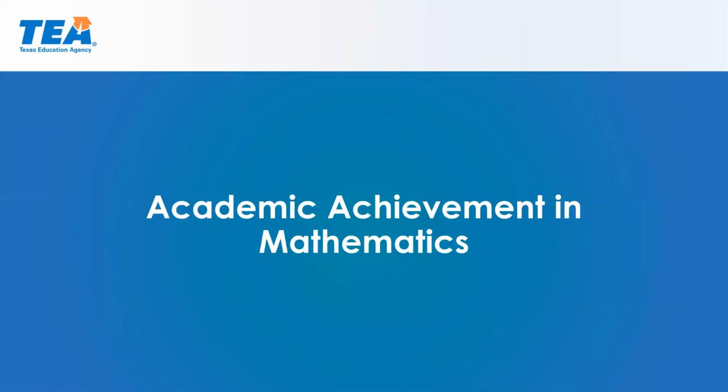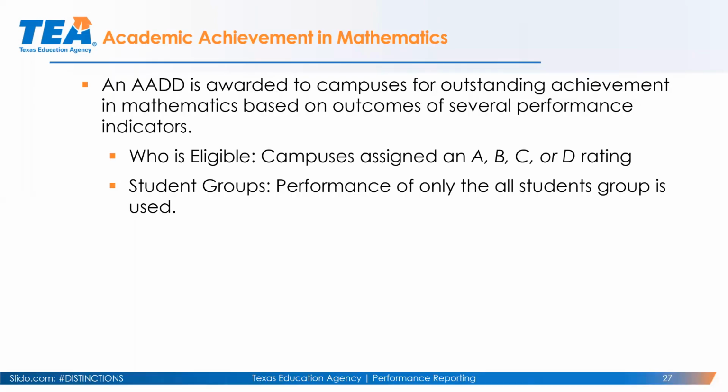Okay, next let's look at the academic achievement in mathematics. The academic achievement distinction designation for mathematics is awarded to campuses for outstanding achievement in math based on the outcomes of several performance indicators. Who is eligible? Again, campuses that are assigned an A, B, C, or D rating are eligible for this distinction. And for our student groups, we're looking at the performance of the all students group only.